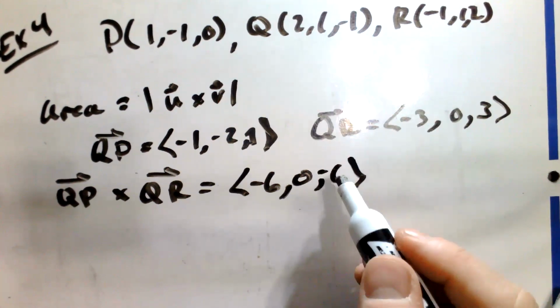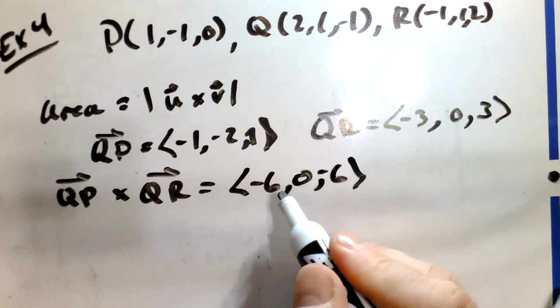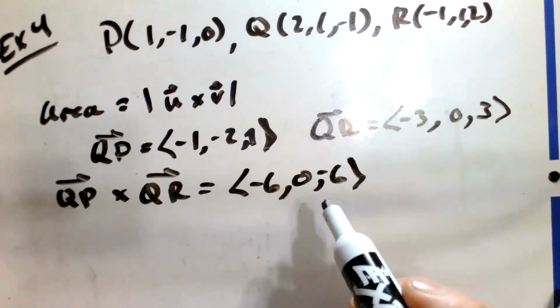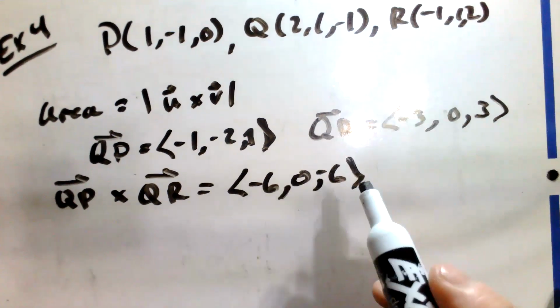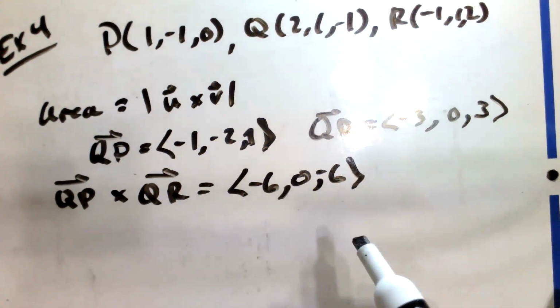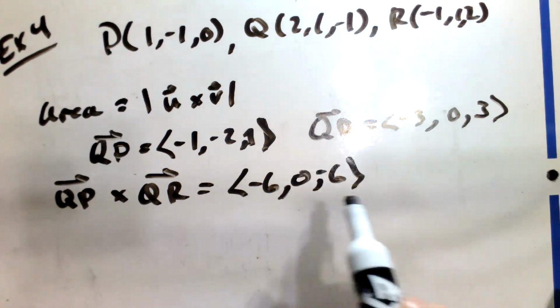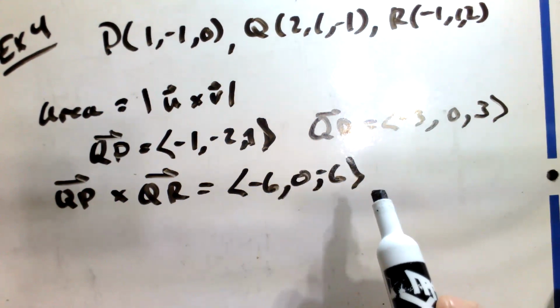Okay, so that is not the unit vector, sorry, that is the normal vector. If we divided by the magnitude of it, that would give us the n hat like we did in the last example. But instead, what we're going to do is take the magnitude of this. So we need to compute that.